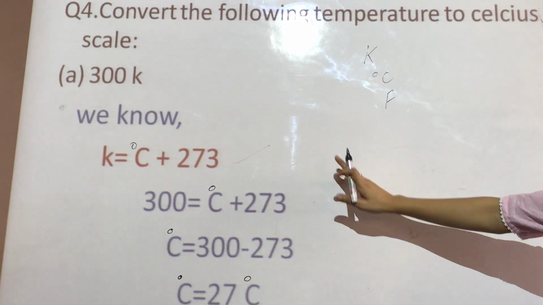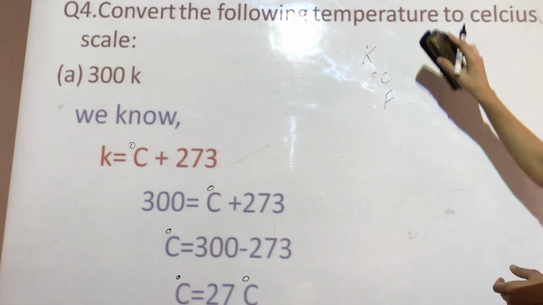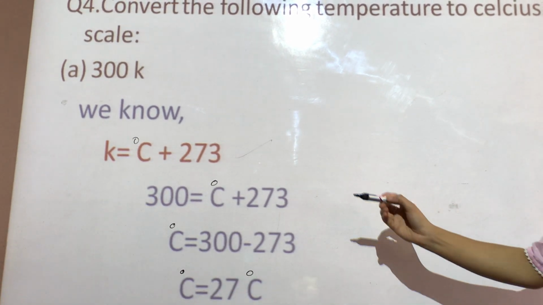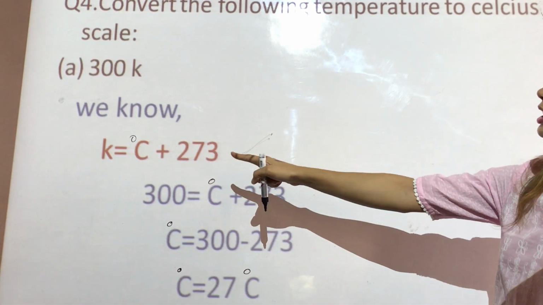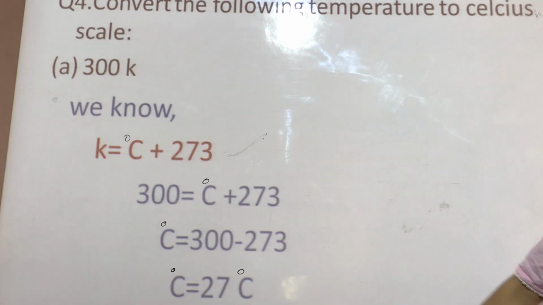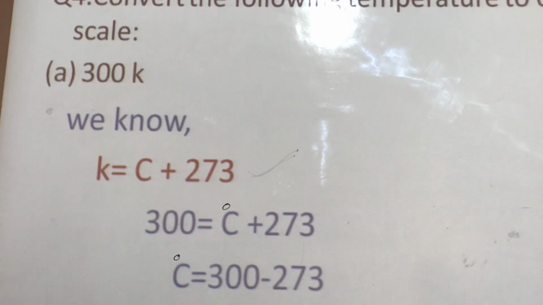Now we have been given 300 Kelvin. We have to convert 300 Kelvin into the Celsius scale. So we know the formula: K is equal to C plus 273, where C means Celsius. So we will put it here, C plus 273.